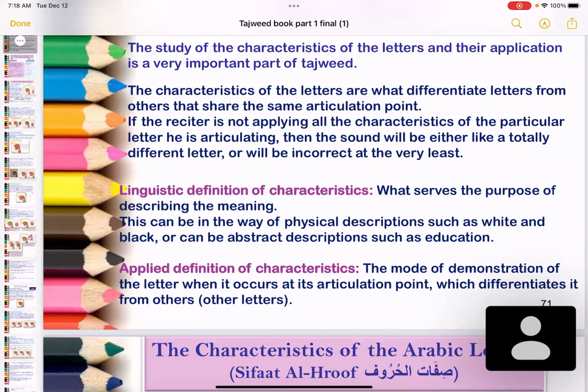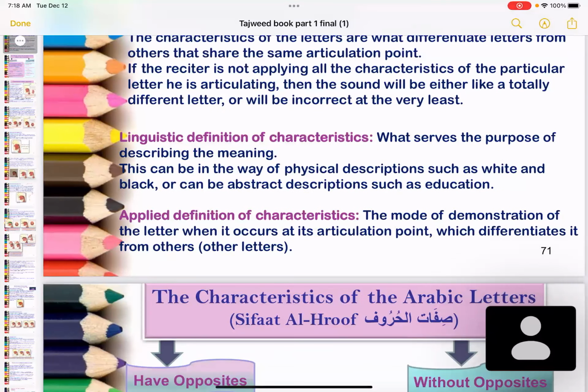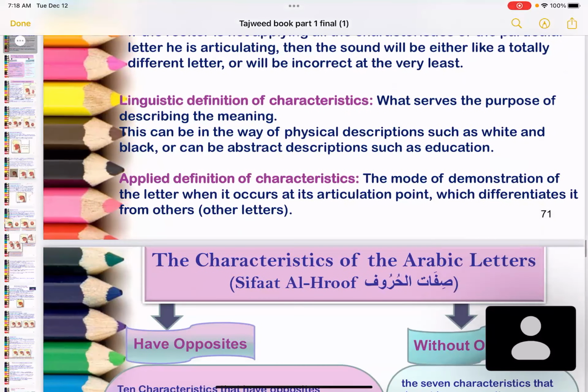They're saying physical description, meaning when you can see the difference between the letters. And abstract description is what you can only feel but you can't see. That's the abstract description of the letter. The applied definition of the characteristics is the mode of demonstration of the letter when it occurs at its articulation point, which differentiates it from others.